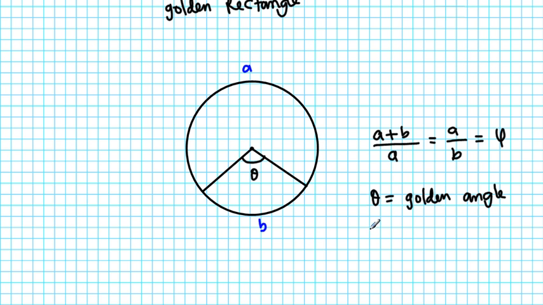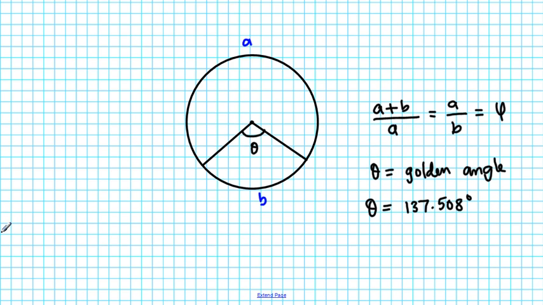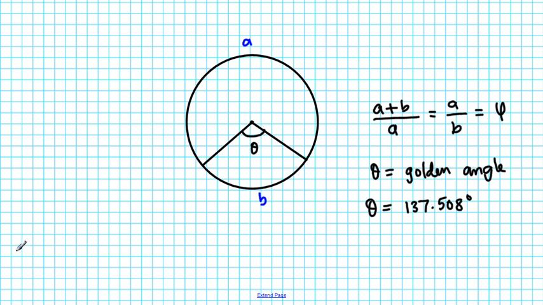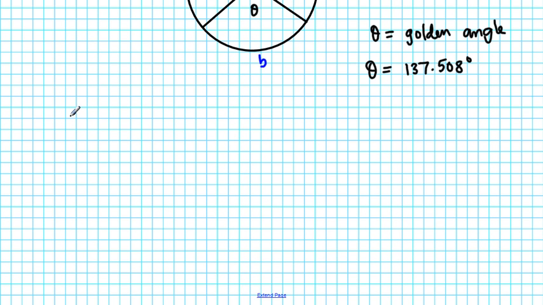Okay, and the golden angle is approximately 137.508 degrees. All right. So with that in mind, let me show you how to come up with this whole golden ratio business. I showed you what the golden ratio is earlier. It's about 1.618. So phi is basically the golden ratio.